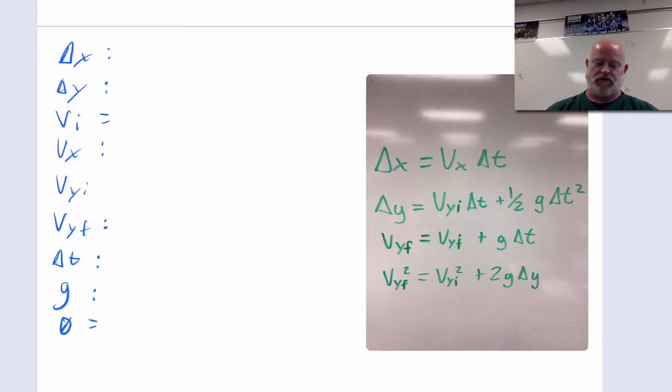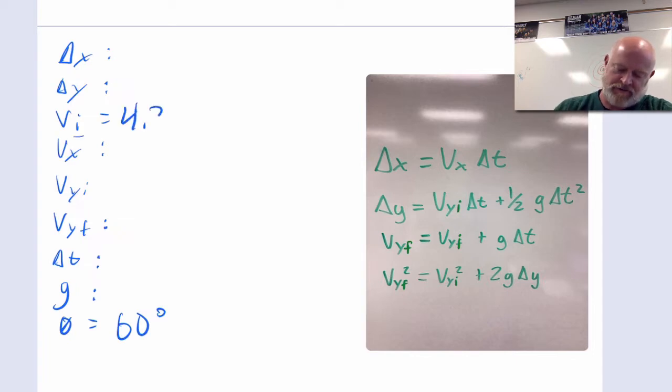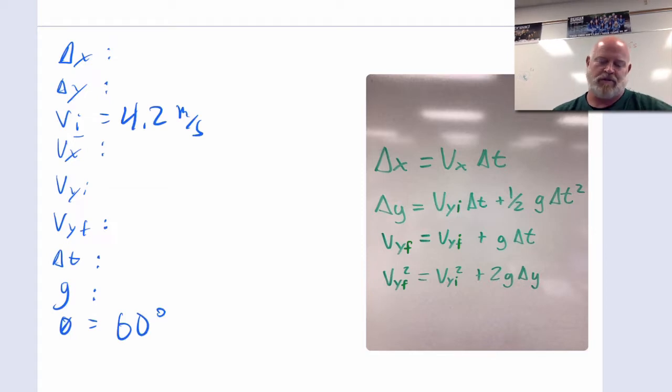All right. So if we go back to that problem, if you remember, we had an angle of 60 degrees. And our velocity initial of the launcher, that would be our Vi. I'm just going to say it was 4.2 meters per second. I don't know the exact velocity of your launchers, but that would be close enough for us. What we want to know is what is the x component and what is the y component. So what we're solving for now is that Vx and that Vyi.